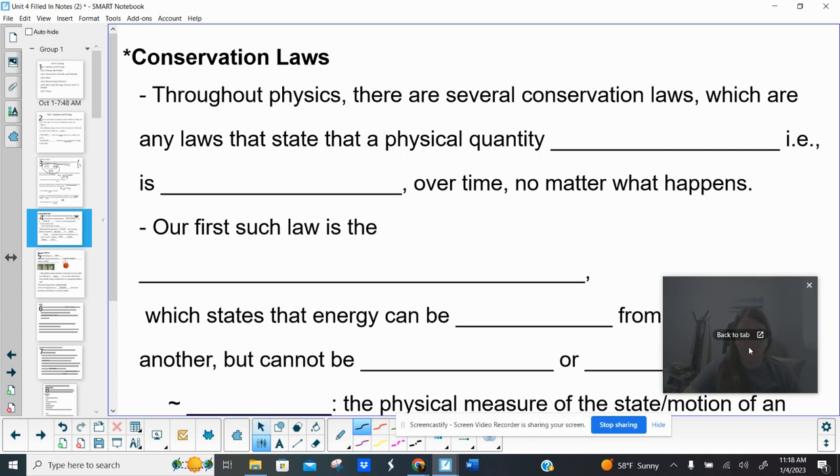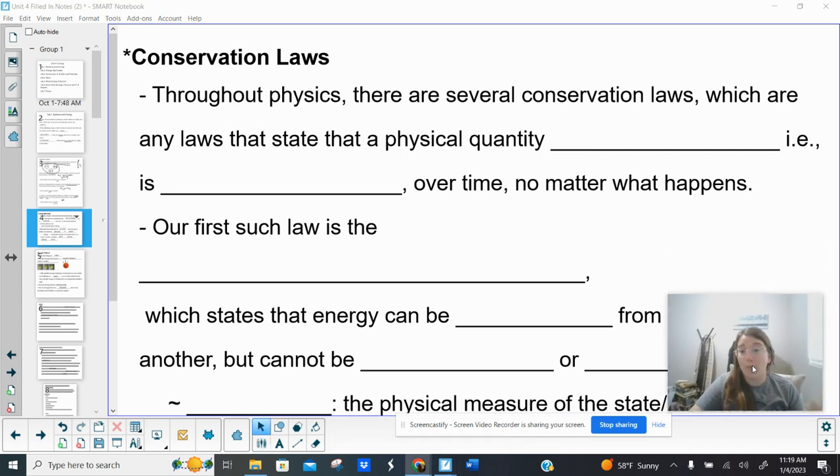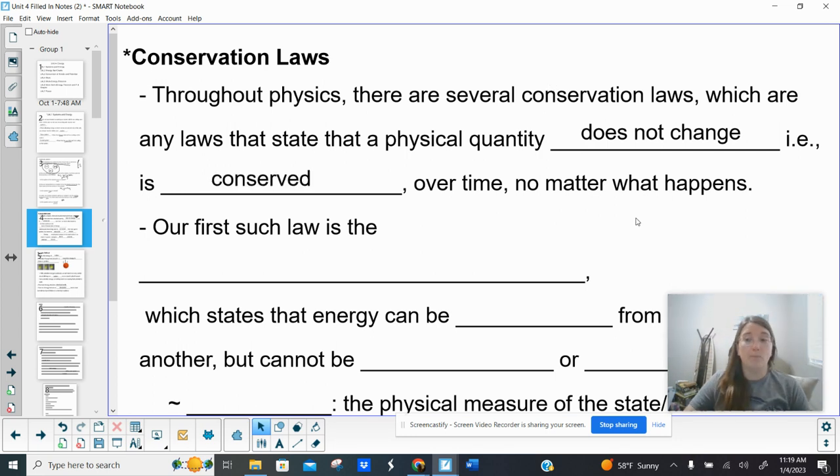So let's fill in some more blanks here. Let's talk more about what in the world energy even is. So throughout physics, let's talk about this first. There are several conservation laws, which are any laws that state that a physical quantity does not change. That's what conservation means. If you ever see talk about conservation, it doesn't change. It's conserved over time, no matter what happens.